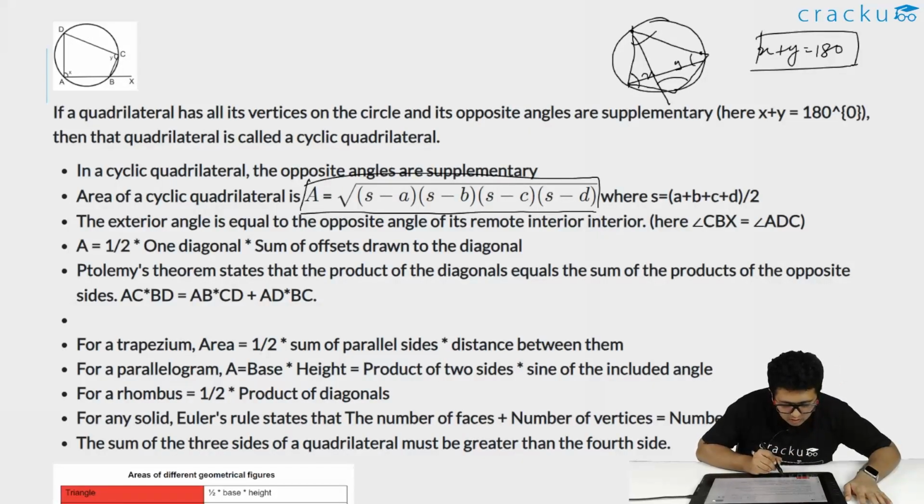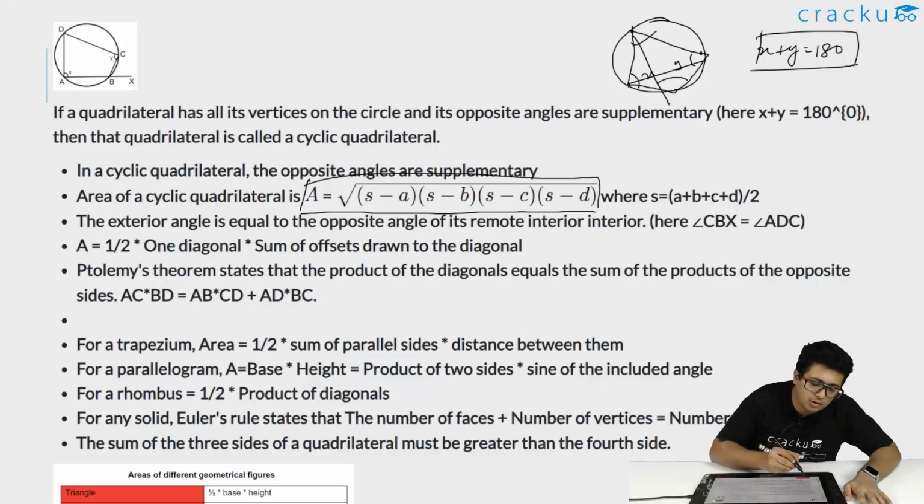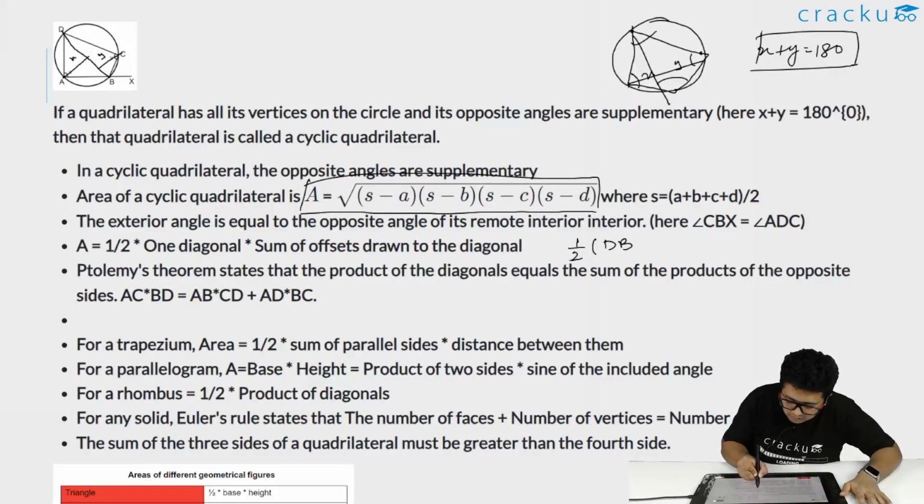Now the area is half into one diagonal and the sum of the offsets drawn to the diagonal. So let's say the diagonal is drawn from D to B. The sum of the offsets will be A to the diagonal here and C to the diagonal here. Let's say this is X and this is Y. So the area will be half into DB into the sum of the offsets, so X plus Y.